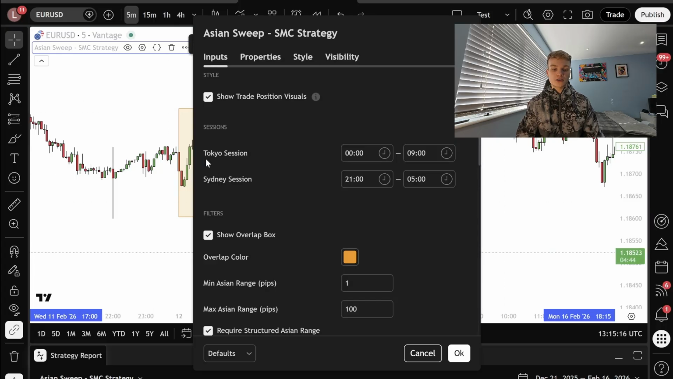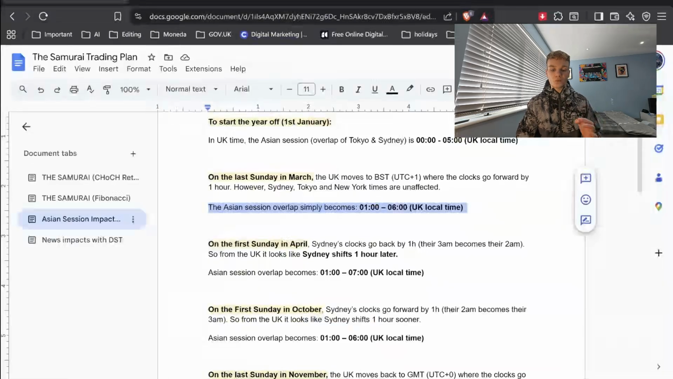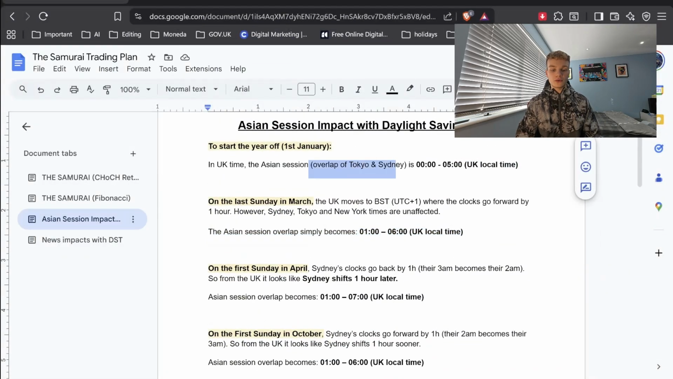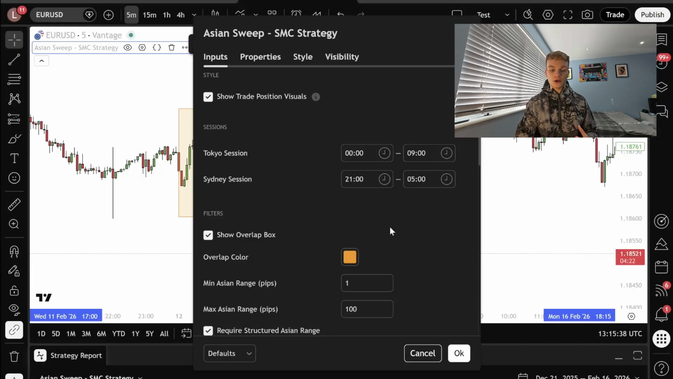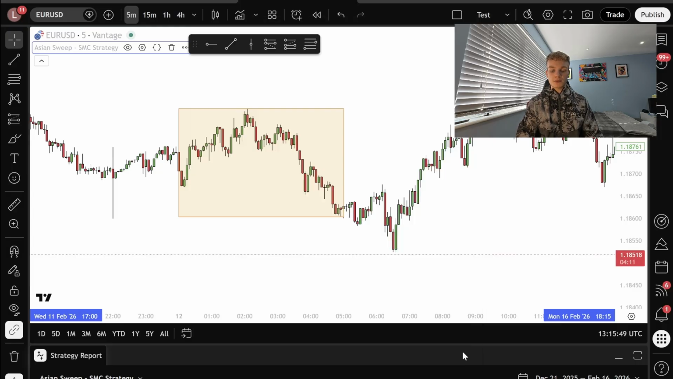Now once I'm on sessions, as you can see, is the Tokyo session and the Sydney session. If you remember, what I briefly mentioned earlier is that the overlap of Tokyo and Sydney makes up what we know as the Asian session range. So when people talk about the Asian session, it isn't just one session in itself, it's actually the overlap between Tokyo and Sydney. So what we do is Tokyo and Sydney is midnight till 5. I come onto my indicator, I ensure that Tokyo opens at midnight, and I ensure that Sydney ends at 5 AM. Once that's done, that means that my Tokyo-Sydney overlap is midnight till 5 AM.